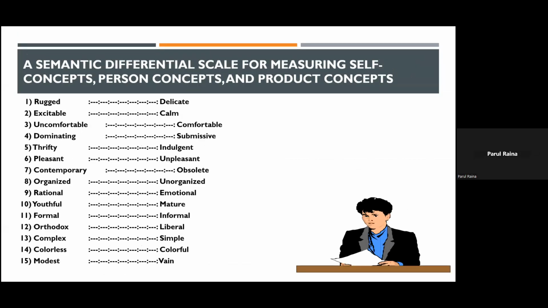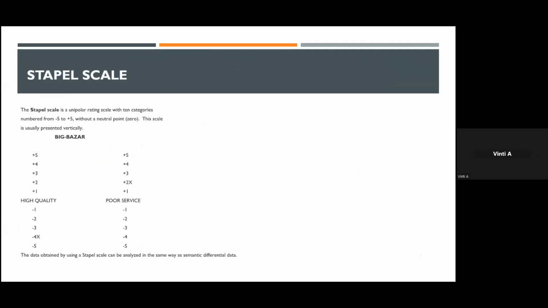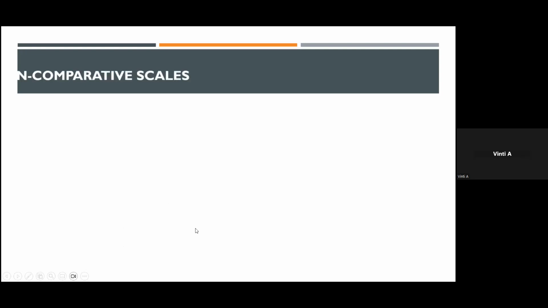Yes, ma'am. Okay, this is a semantic differential scale, which is an opposites scale. Okay, this is a Stapel scale, which is a unipolar rating scale, which has a plus and a minus also. It is -5 to +5. This is an example, but it has both plus and minus.